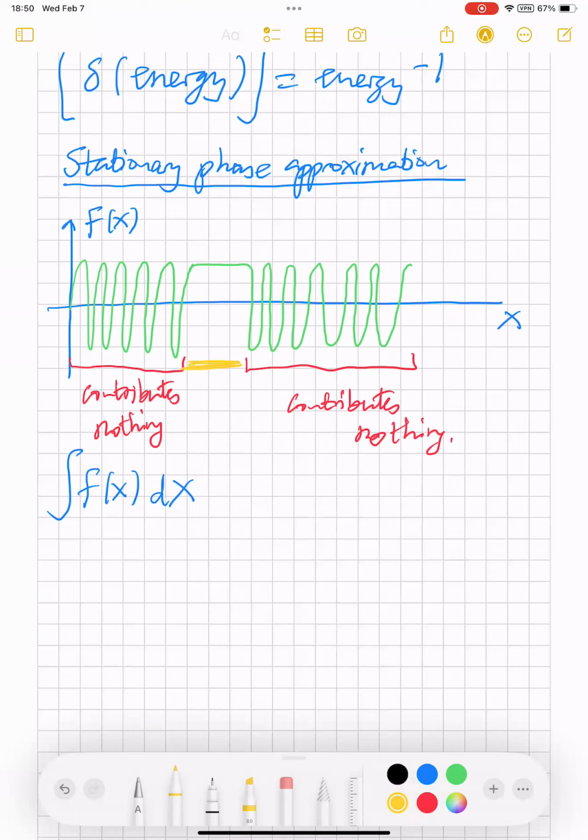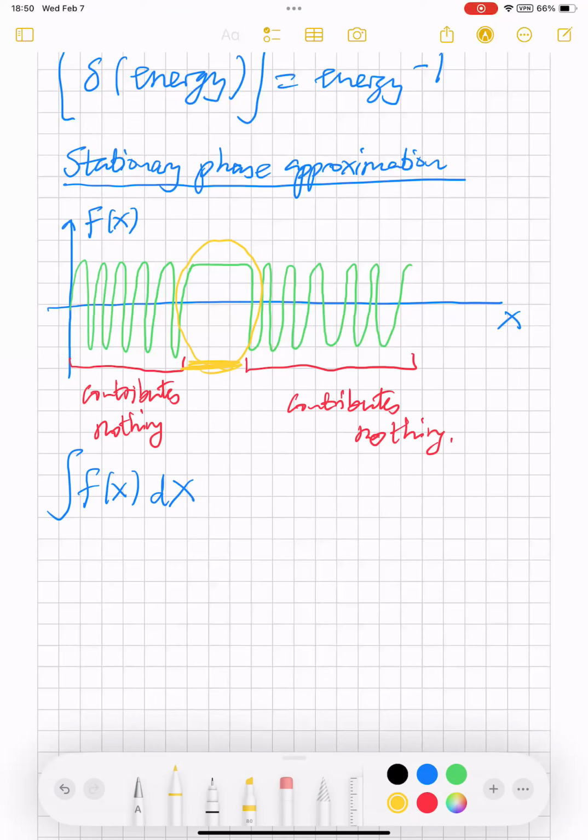Now, what stationary phase approximation does, it approximates your function by something simpler, but such that you very accurately reproduce how f of x behaves in this region where most of the contribution to the integral comes. So if you were doing this integral and you're meant to get 1 from this region, maybe stationary phase would give you 0.99. So very accurate in this region that I've circled in yellow.